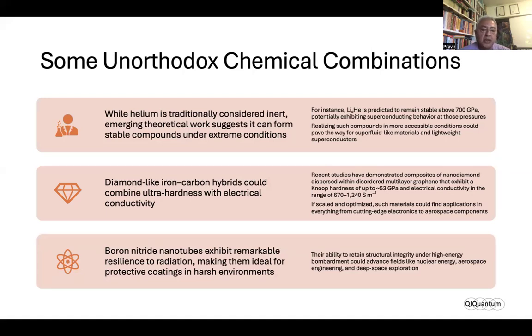Similarly, we have diamond-like iron-carbon hybrids that could create ultra-hard compounds with electrical conductivity, or we have boron nitride nanotubes that could exhibit remarkable resilience to radiation, making them ideal for protective coatings in harsh environments and so on. So we can see the utility in being able to create synthesized molecules that cannot be combined chemically as of now.